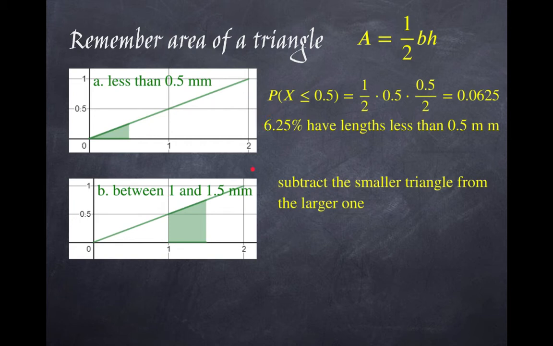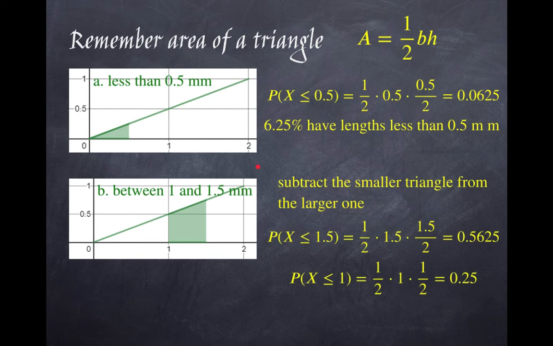All three ways would give you the same answer. Doing it this way, less than 1.5 is 0.5625. Less than 1 is your 0.25. So we take the difference and we get 0.3125.